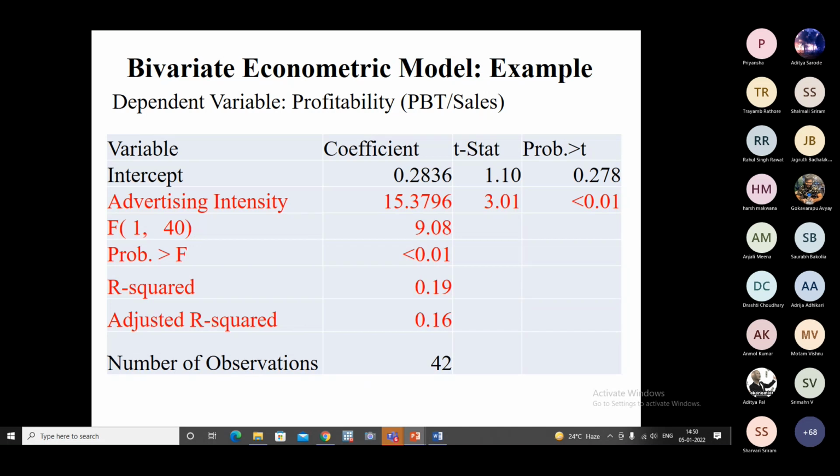Sir, I had a question, can you explain these terminologies like F stats, R squared, adjusted R squared? I'll do that. I'll do everything. I'm just showing you some examples where basically I am highlighting the issues that we'll be focusing on in this course. Are you getting my point?